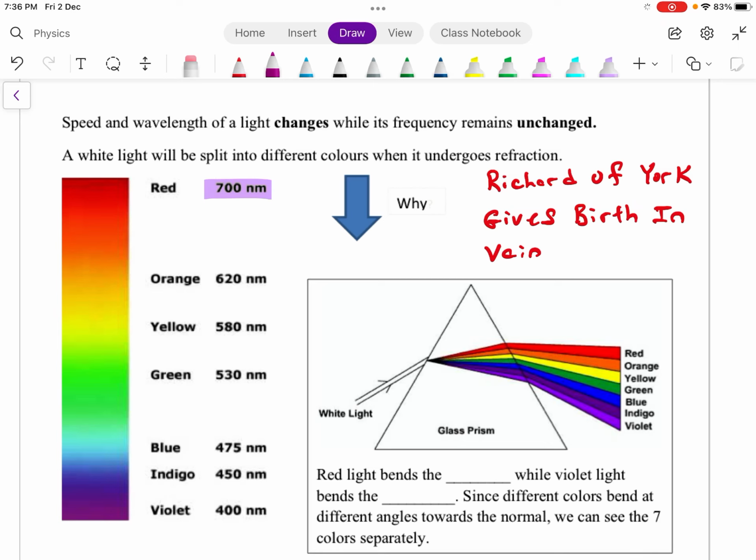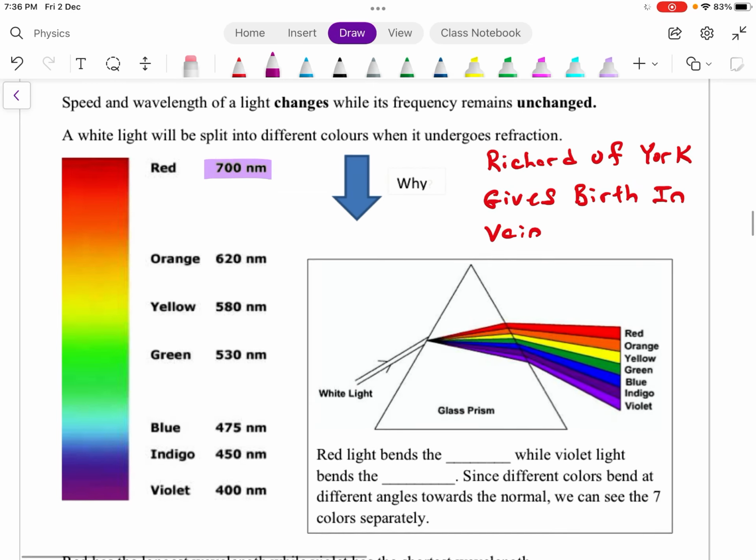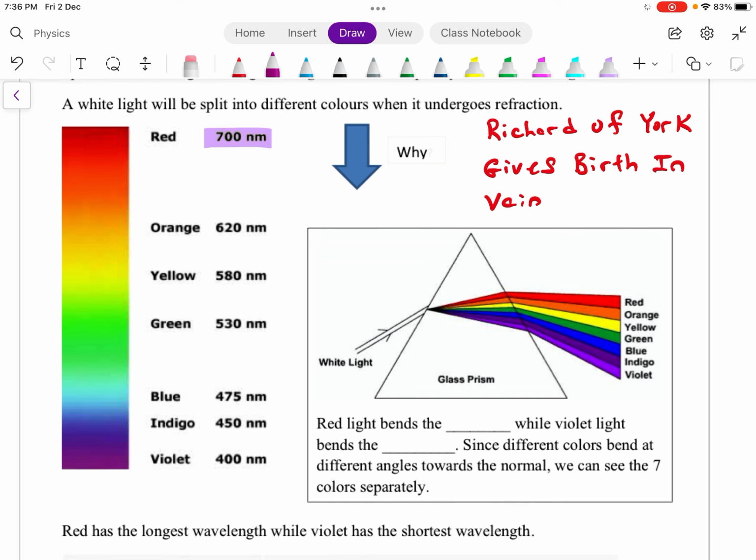So what happens when the white light enters the glass prism? So you can see, looking at this diagram, you notice that when the white light enters the glass prism, you can actually see the 7 different colors. Why is that so? Because apparently, the 7 different colors actually travel at a different speed. So when they travel at different speeds, it means that they bend differently towards the normal.